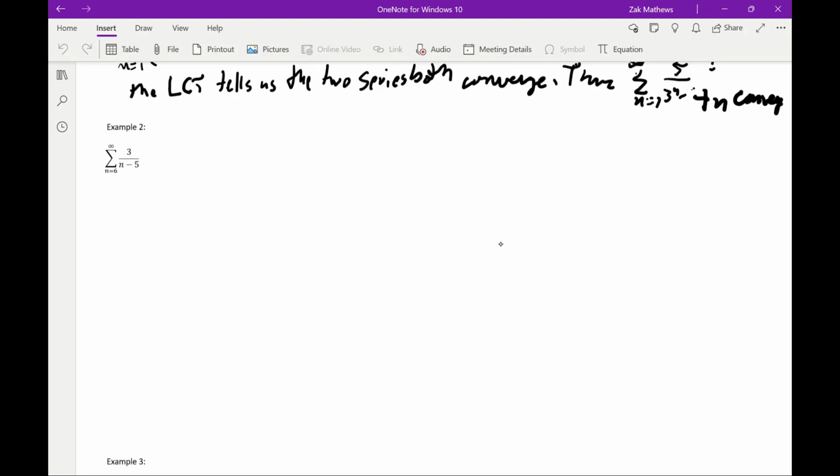And just like before, we know that this 3 over n minus 5 is greater than 0 for n greater than 5, which obviously we have, n is 6. I'm going to compare it to 1 over n. I could have compared it to 3 over n like I did before, which is also greater than 0 for all n greater than 0. So our conditions are met.